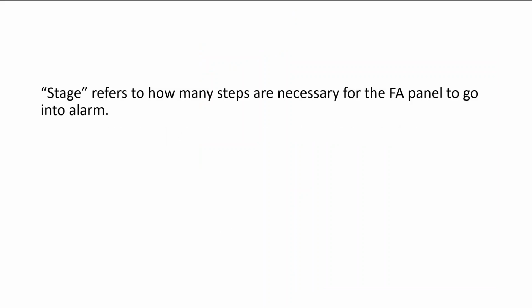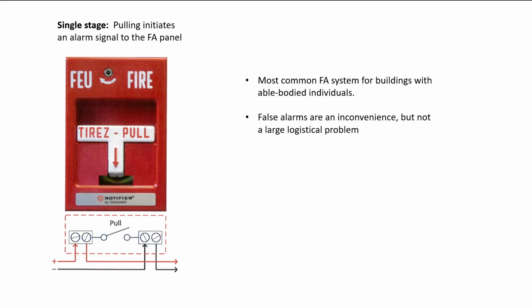Stage refers to how many steps are necessary for the fire alarm panel to go into alarm. On a single stage system, pulling initiates an alarm signal to the fire alarm panel, and that's because the current increases and the fire alarm panel recognizes this, and off we go. Most common fire alarm systems for buildings with able-bodied individuals will use a single stage. False alarms are an inconvenience, but not a large logistical problem.